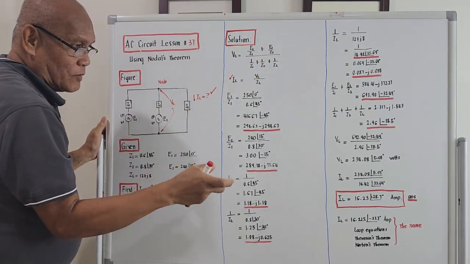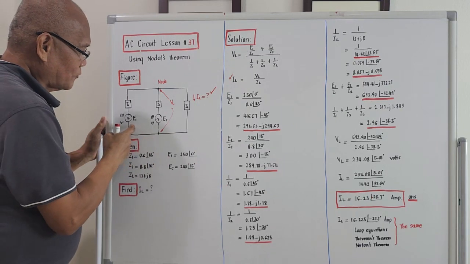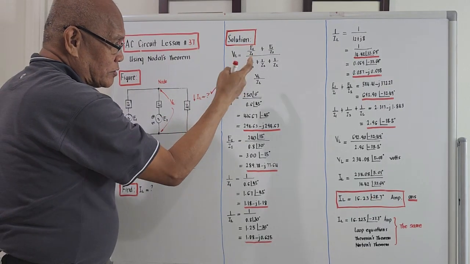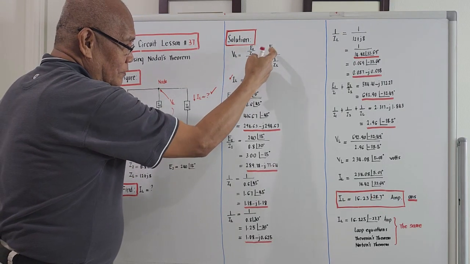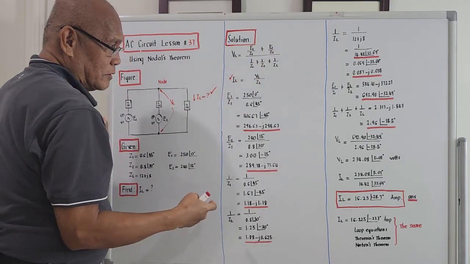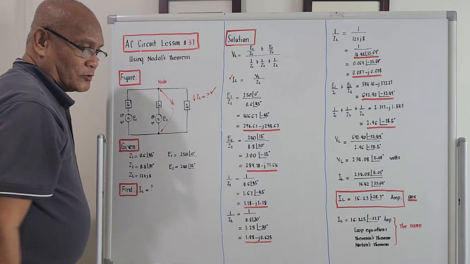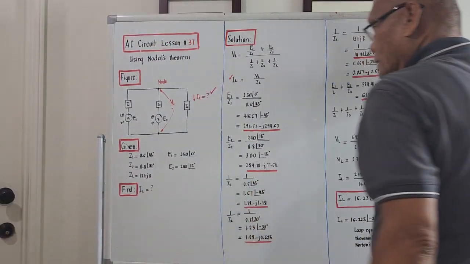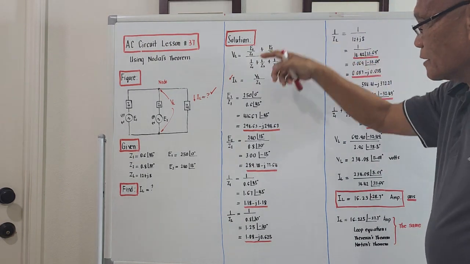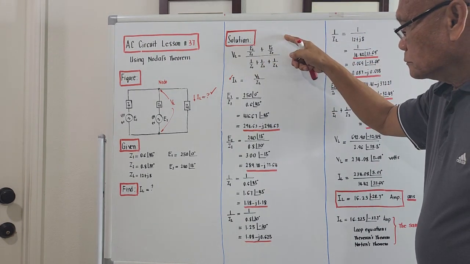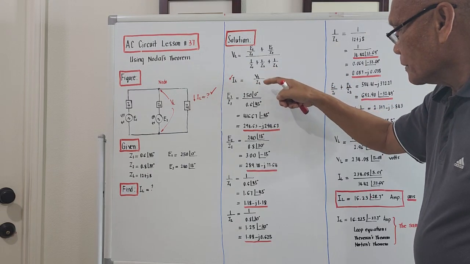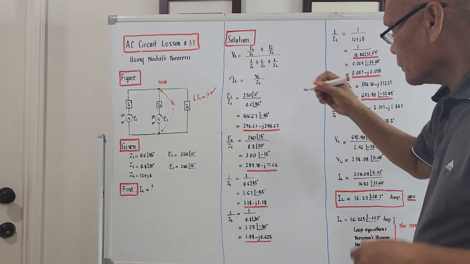Since the given problem comprises only two voltage sources, the numerator will simply be E1 over Z1 plus E2 over Z2. Okay, let's try to evaluate. Oh, this is just an AC matter now, because we are given the equation. After the computation of this, we will just divide V sub L by Z sub L, and we could compute now for I sub L.